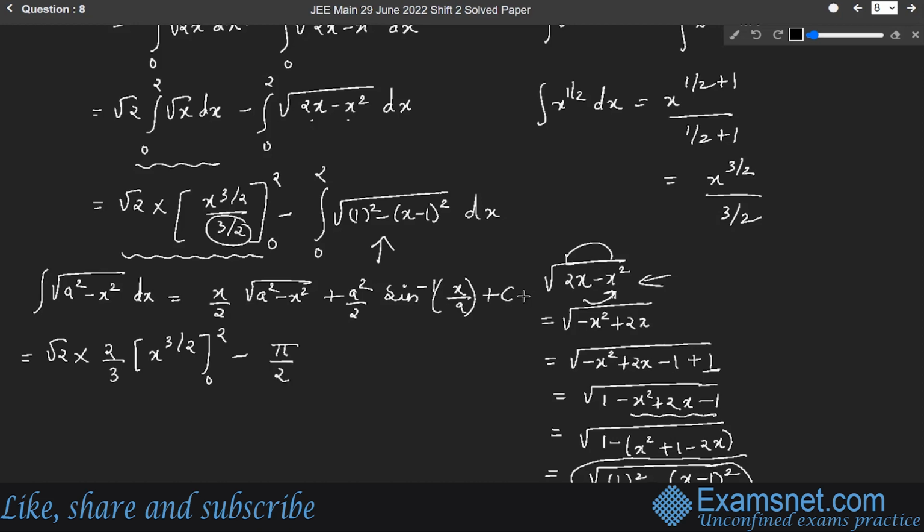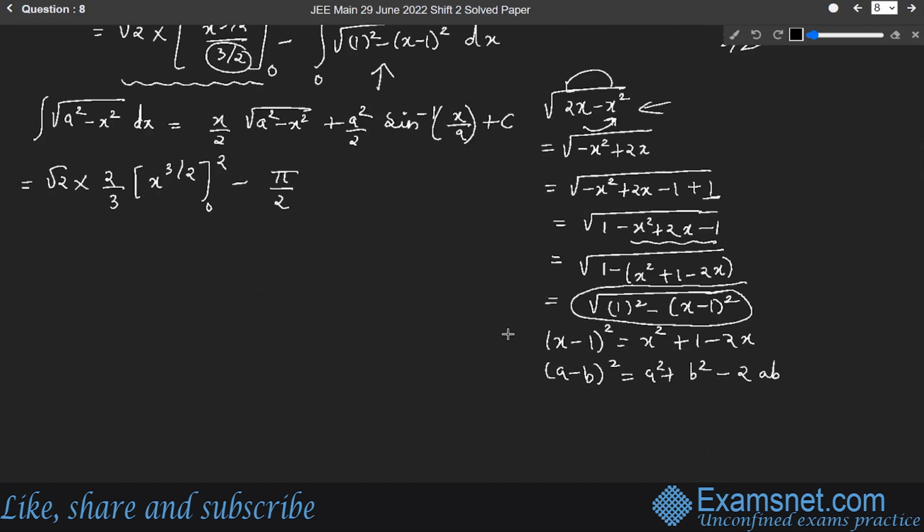All right. Now let us solve this part. Root 2 into 2 by 3. We have to apply the limits, which are 2 and 0. So applying the limit 2, it will be 2 power 3 by 2. When we apply 0, it will be 0, right? Now 2 power 3 by 2 can be written as 2 power 1 plus 1 by 2.